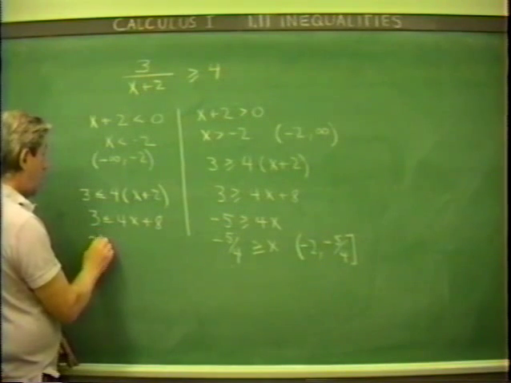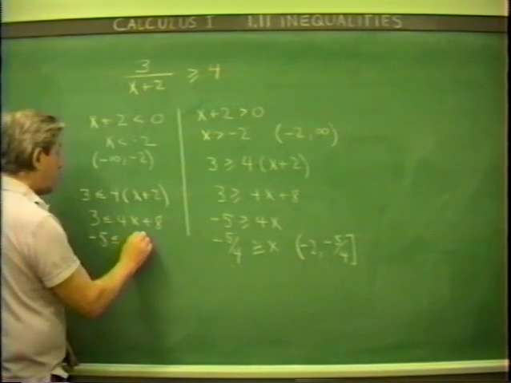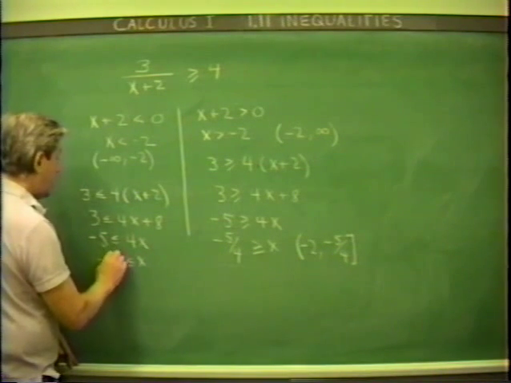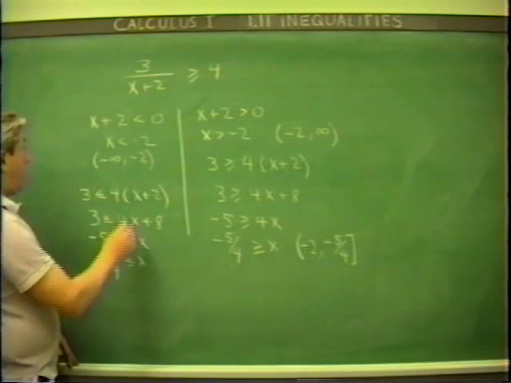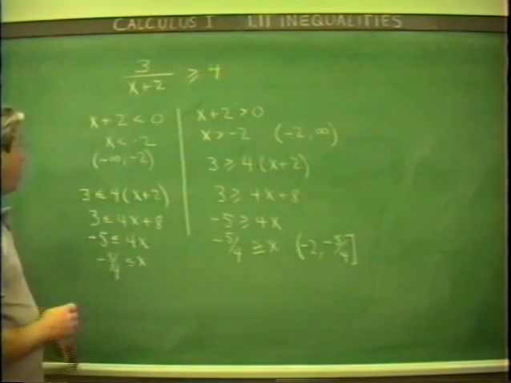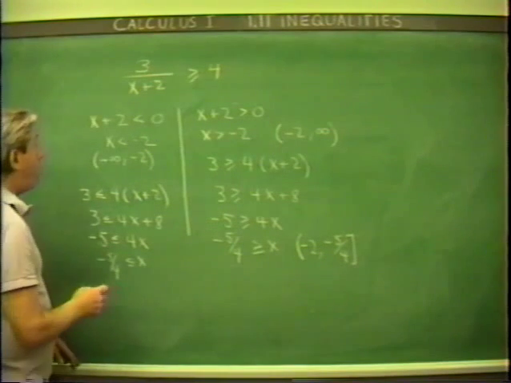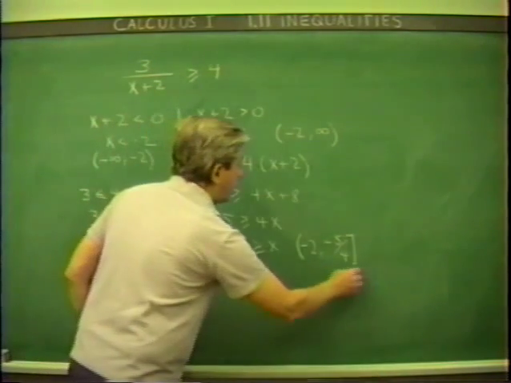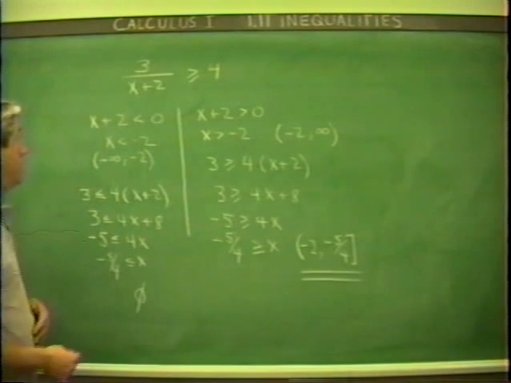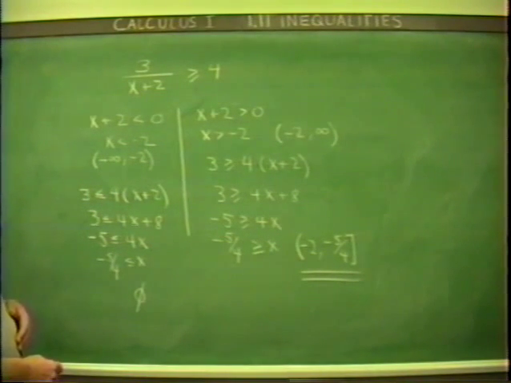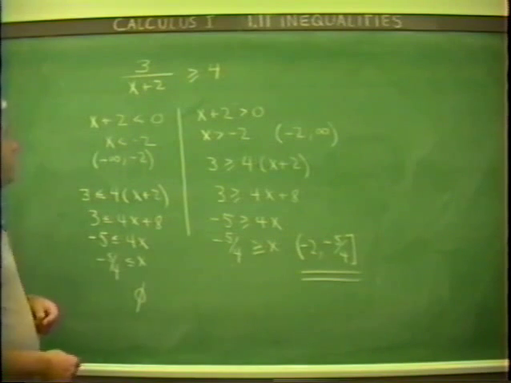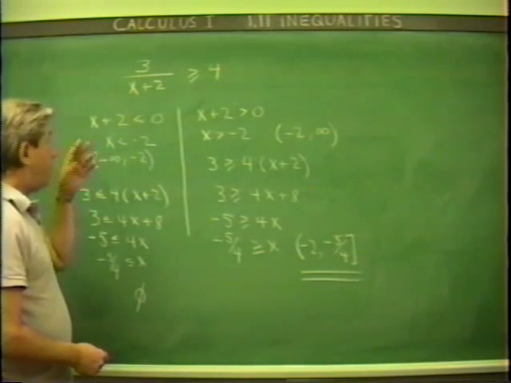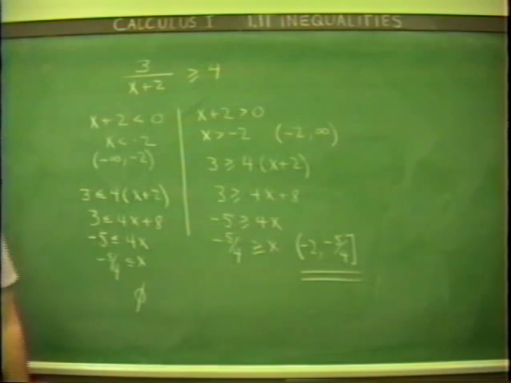or 3 is less than or equal to 4x plus 8. That is, minus 5 is less than or equal to 4x, or x is greater than or equal to minus 5/4. The numbers which are less than minus 2, which are greater than or equal to minus 5/4, there aren't any, huh? So the entire solution set is given by this collection of numbers over here. If one had a more complicated inequality, one could proceed by using additional cases and solve it. We will do one of those next.